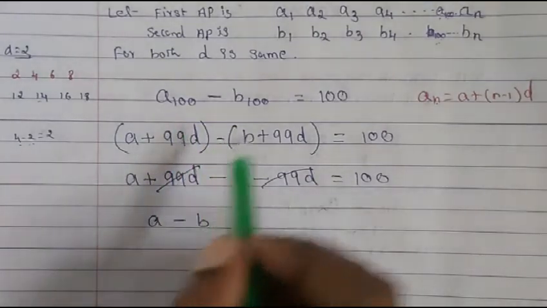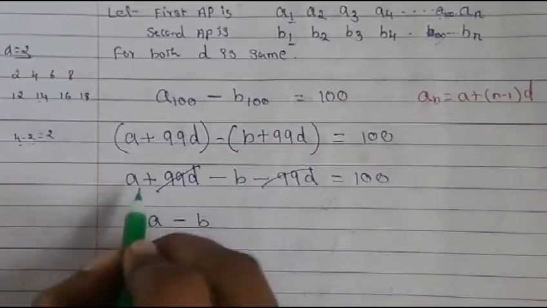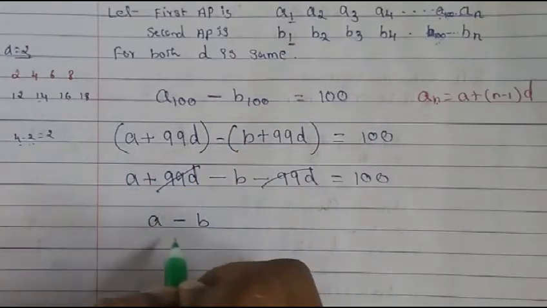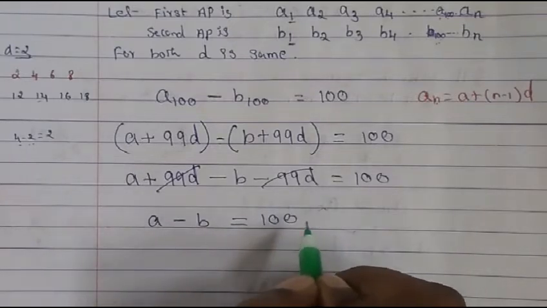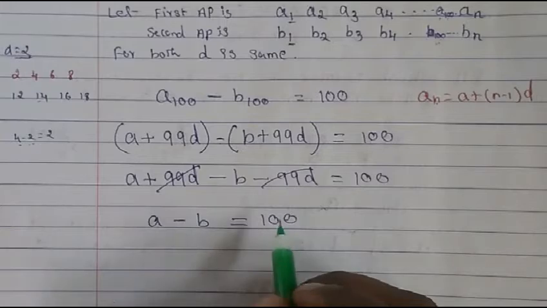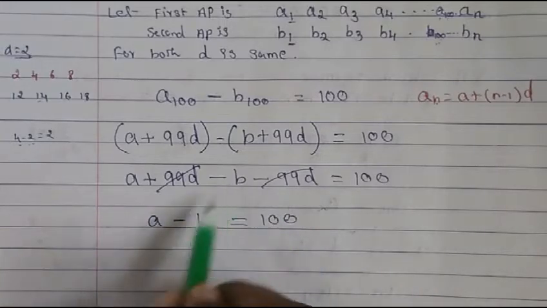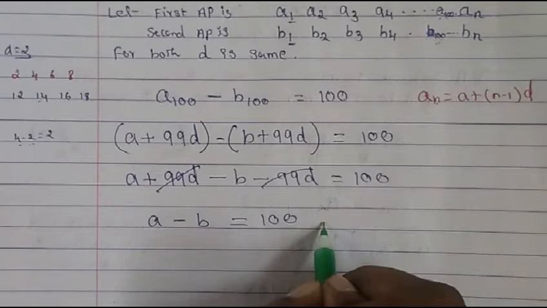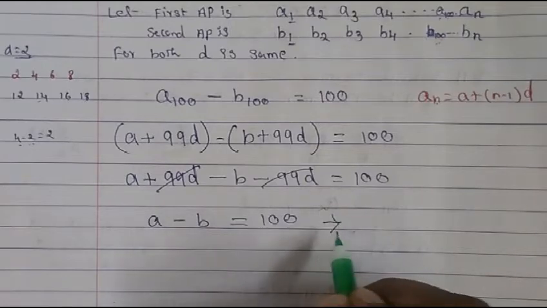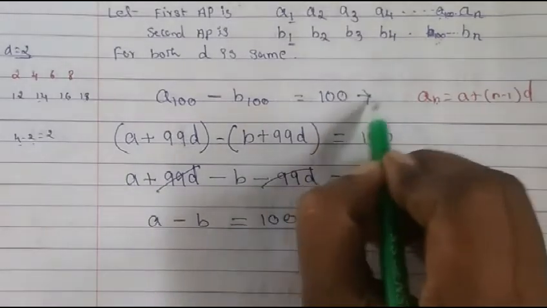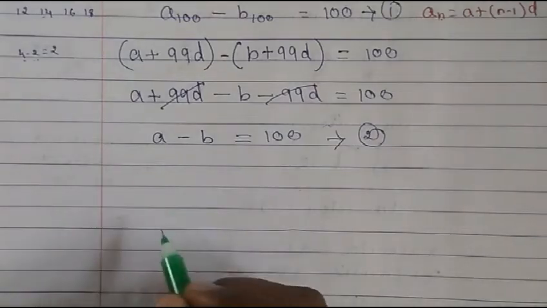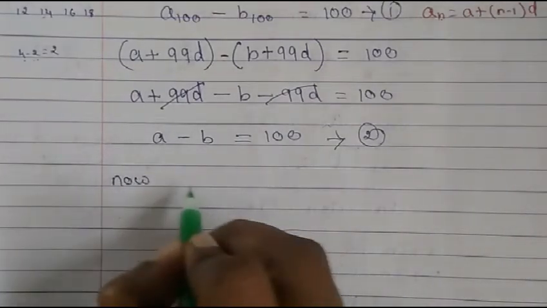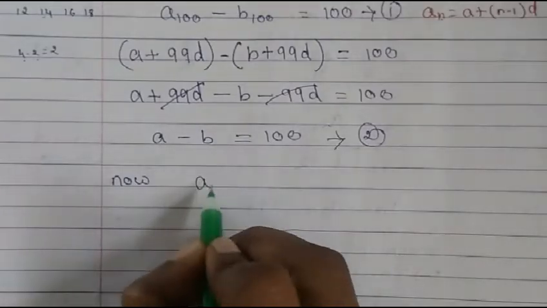By the way, for the first term we write a1 and b1. So you can write it like this also, that is okay, fine. So a minus b is equal to 100 we have got. Consider this as equation 1, and this as equation 2. So now let's do it for the 1000th term, the same way we will see for the 1000th.